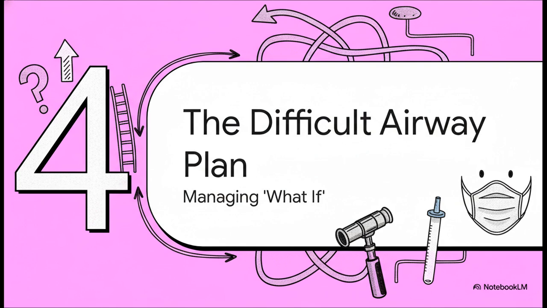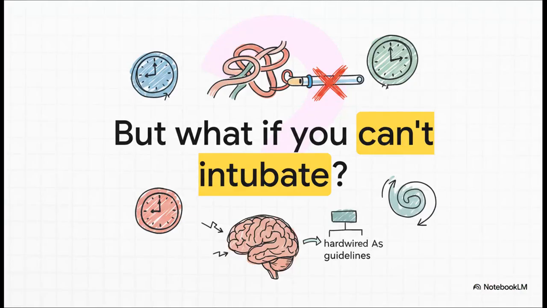So, what happens when things don't go to plan? Let's get into Section 4, the difficult airway plan. This is all about managing the what if, and trust me, being able to talk through this plan is absolutely critical for your exams. So you've done everything right, but you just can't get the tube in. You've hit that dreaded, unanticipated, difficult airway. The clock is ticking. What do?